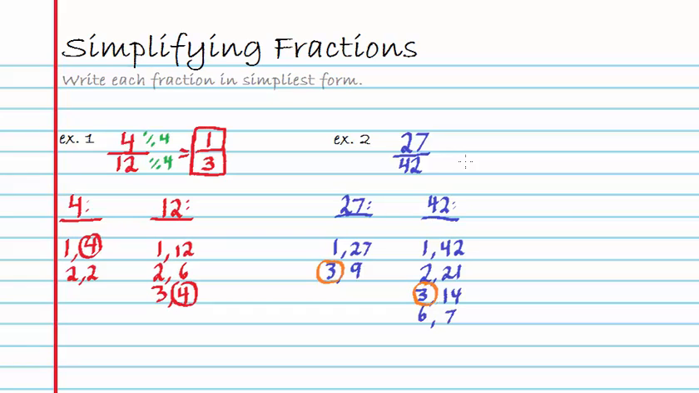3 is the largest number that goes into both 27 and 42. Now I need to divide the numerator and the denominator by this number. So I divide the top and bottom by my GCF, which in this case is 3. So when I rewrite this fraction, 27 divided by 3 is 9, and 42 divided by 3 is 14. So 9 over 14 is the simplest form of 27 over 42.